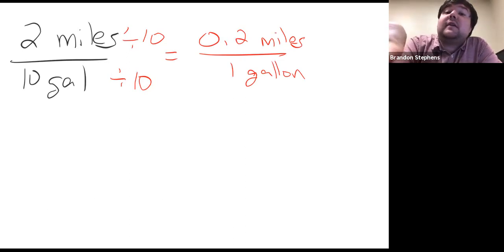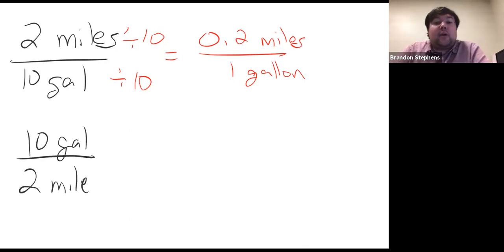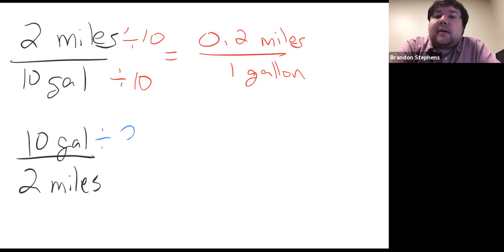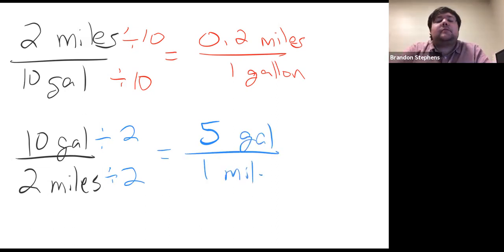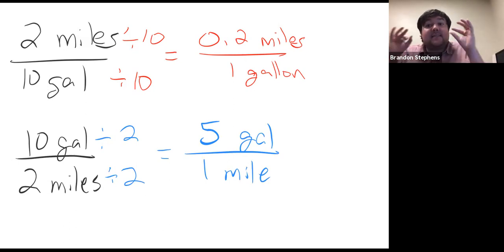Vice versa, if we have 10 gallons for 2 miles, and we want to express that as a unit rate, we just divide by 2. And what that gets us is 5 gallons per 1 mile, giving us that benchmark of saying we've gone a mile, this is how much sweat was produced. That's where you see the emphasis of the top part of our rate really being the emphasis. So those are rates.